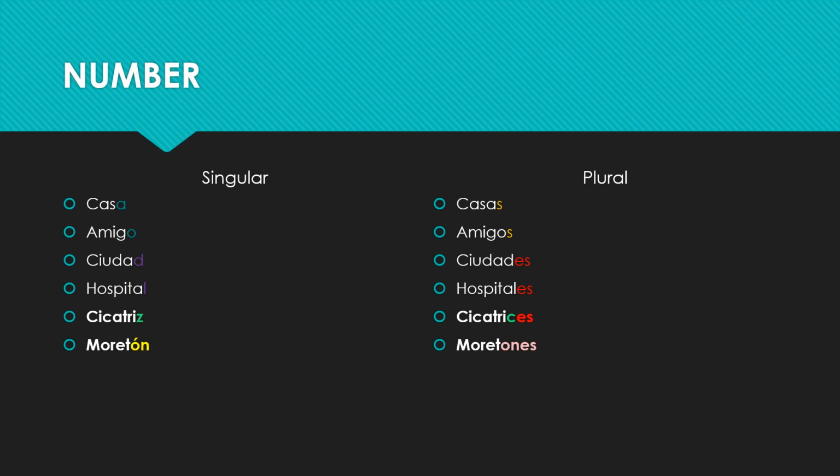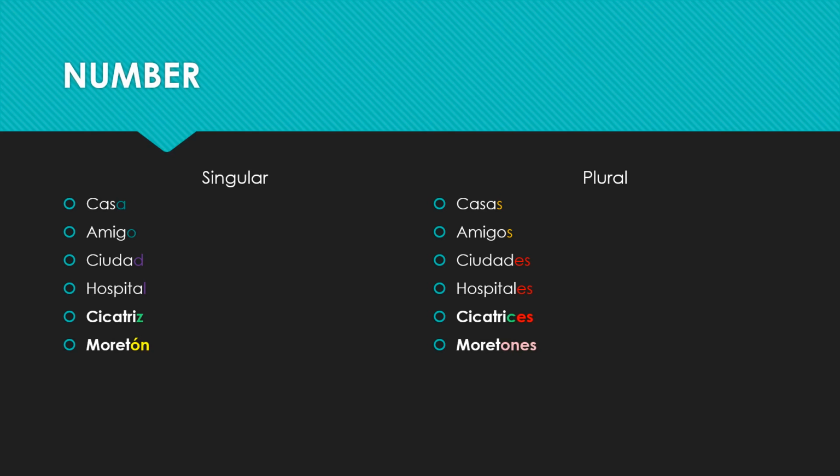Another exception to this rule, or just something you have to memorize, is in the case of words ending in ON, with the O having an accent on it, like moretón, which means bruise. You have to remove the accent when you change it into plural. So moretones, as you can see, no longer has an accent over the O. So moretón ends in a consonant, an N, so you add the ES, but you change it to moretones by removing the accent over the O.